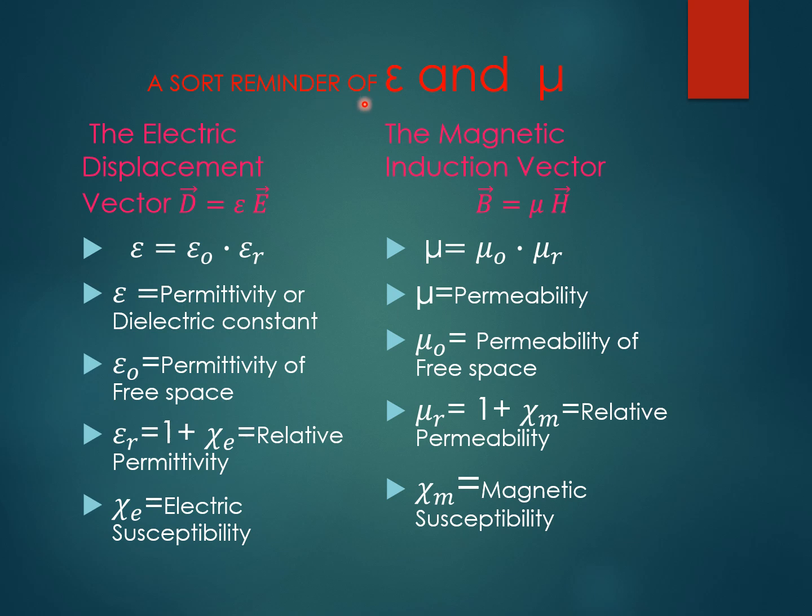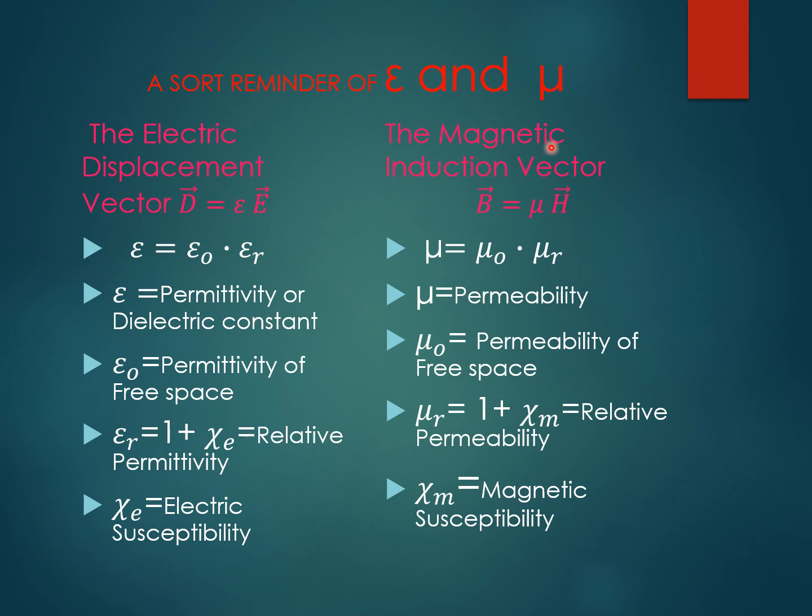A short reminder of epsilon and mu. The electric displacement vector D is defined as the product of epsilon times capital E, where epsilon is the permittivity or electrical constant, as we said in video number 1, equal to the product of epsilon naught times epsilon sub r, where epsilon naught is the permittivity of free space and epsilon r the relative permittivity, which is equal to 1 plus chi sub E, and chi sub E is the electric susceptibility.